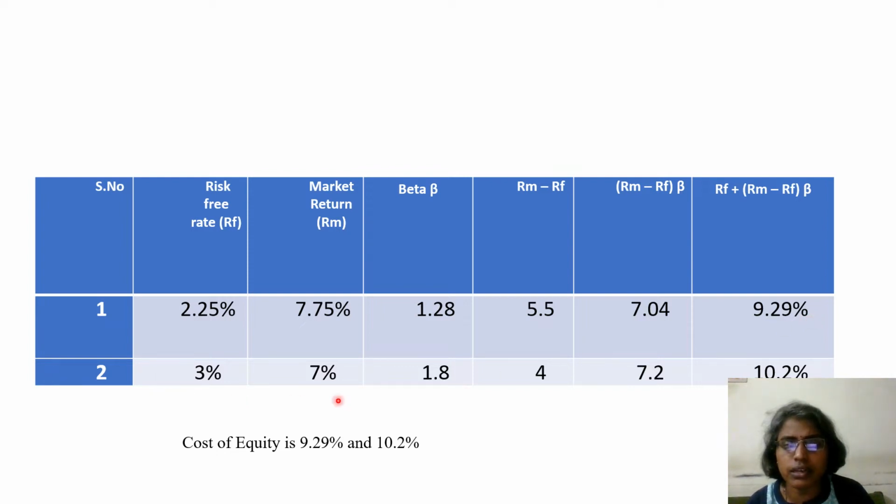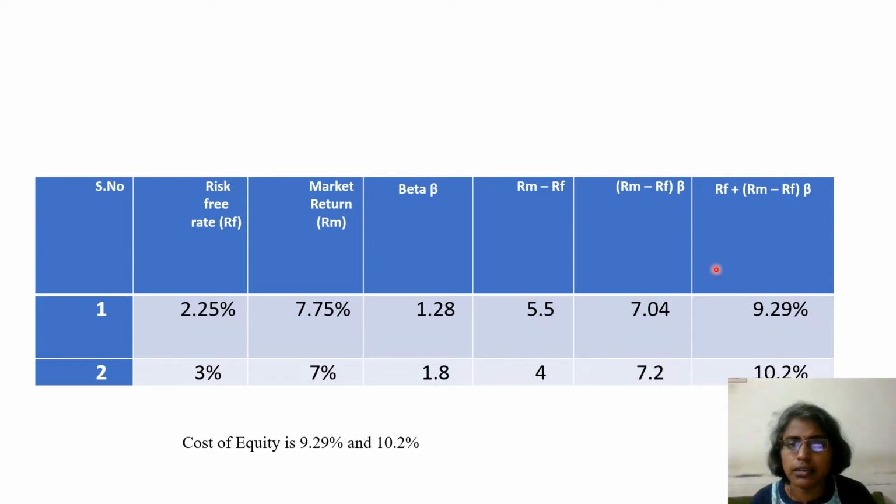In the same way, company 2 has to be calculated. The risk-free rate of 3%, market return of 7% and beta of 1.8 are all given. As usual, we have to find RM minus RF. RM is 7 and RF is 3, so 7 minus 3 is 4. Then RM minus RF into beta, which means 4 multiplied by 1.8. If you multiply these two, you will get 7.2.